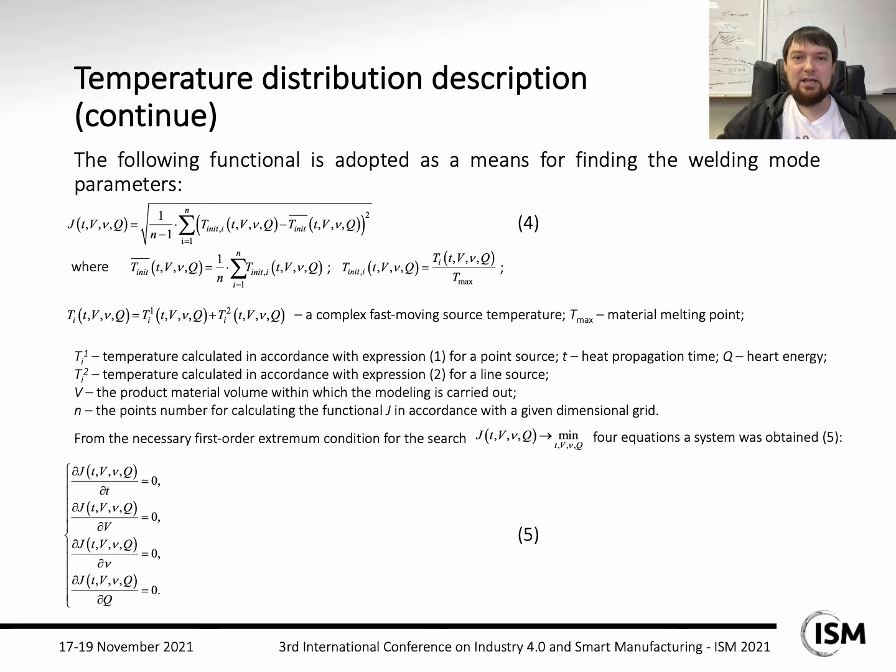This slide presents the functional. A complex fast-moving source was selected as two sources, a combination of a point and a linear one, equivalent to real ones taking place in the literature. The functional value calculation is performed for an area whose dimensions are comparable to the penetration channel.